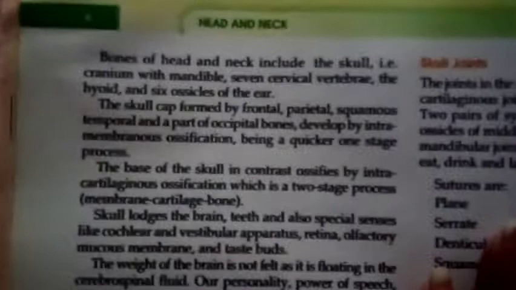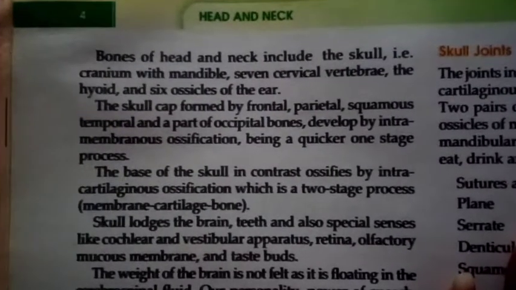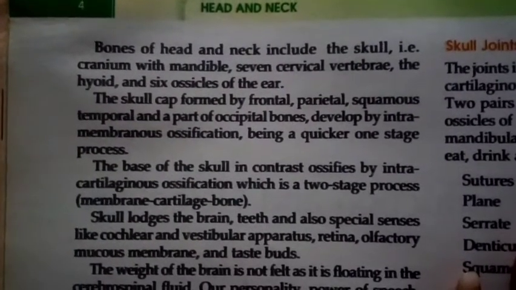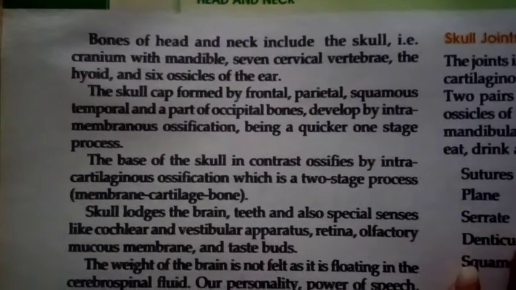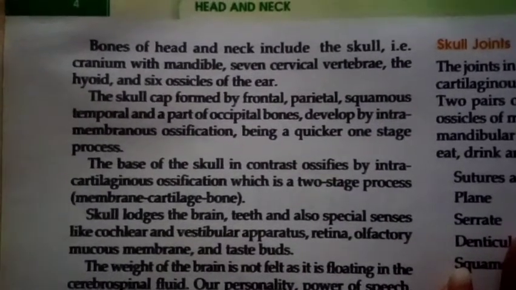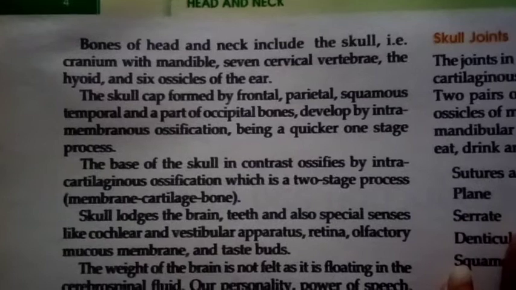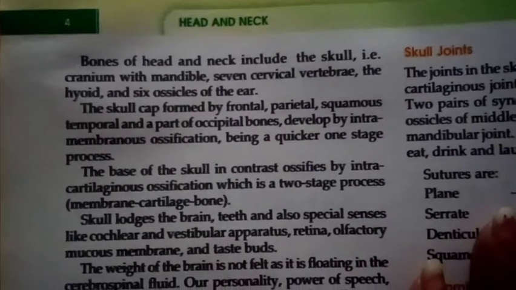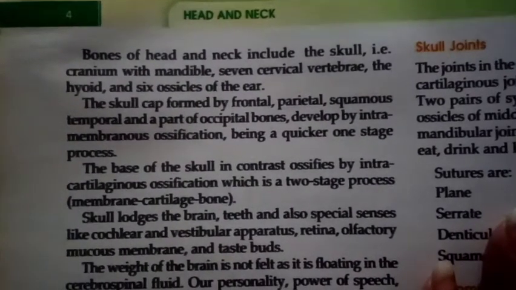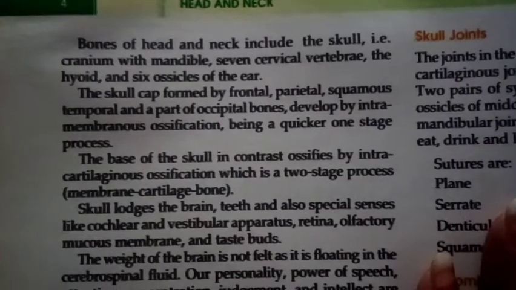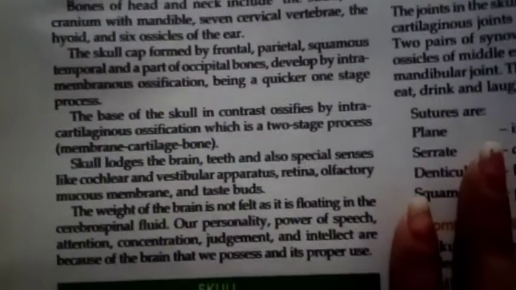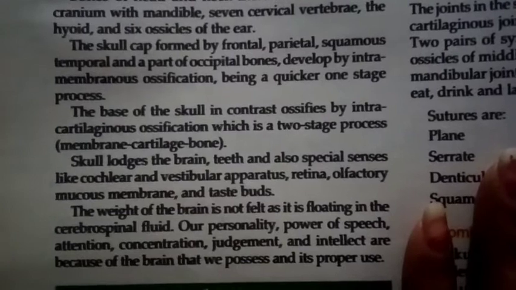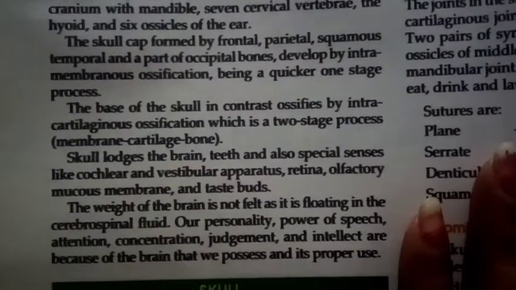Now we will talk about bones of head and neck. They include the skull, cranium, mandible, 7 cervical vertebrae, hyoid, and 6 ossicles of the ears. Skull cap formed by the frontal, parietal, squamous temporal, and occipital bones is developed by intramembranous ossification, being a quicker one-stage process. Base of skull is in contrast ossified by intracartilaginous ossification with a two-stage process.